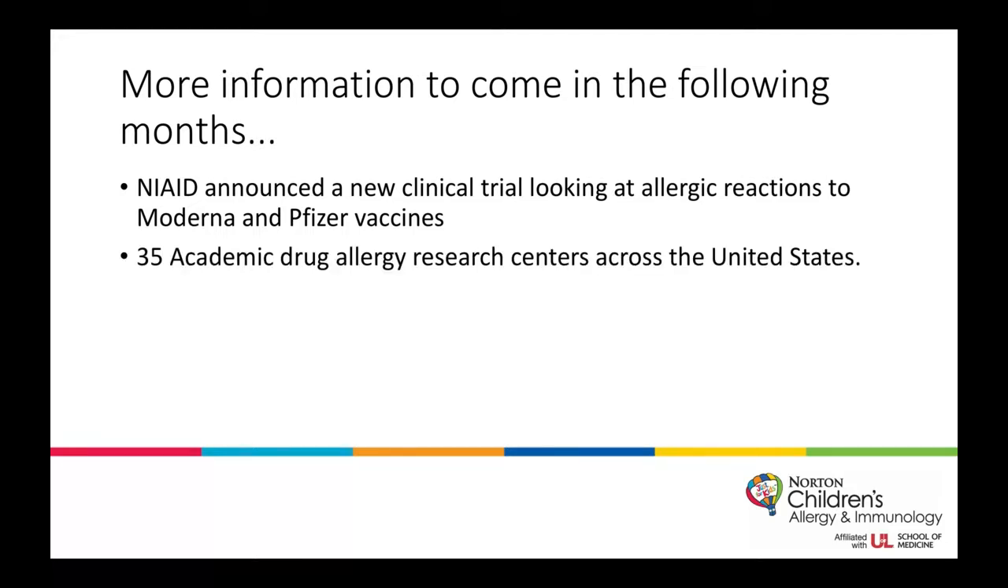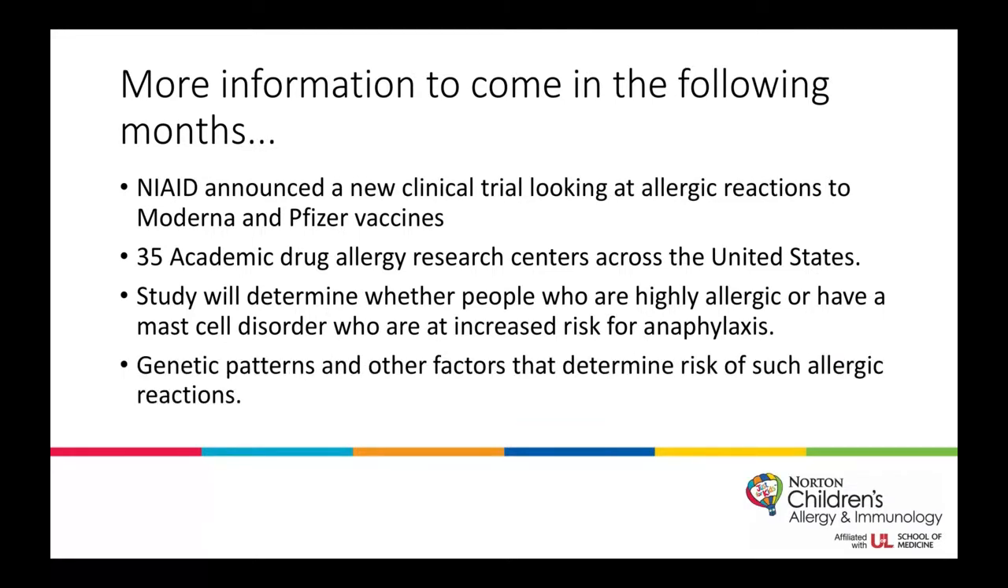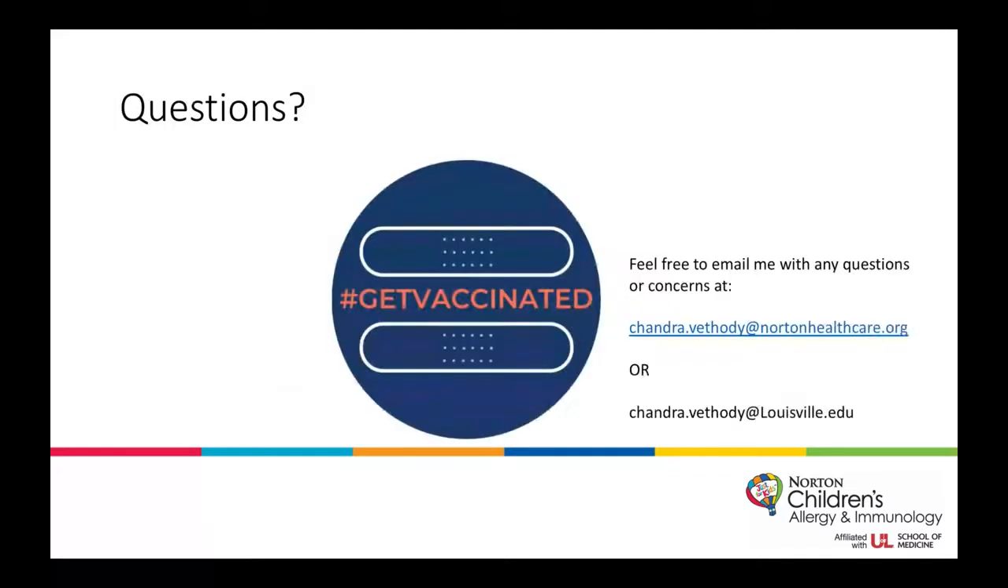This is taking place across 35 academic drug allergy research centers across the United States. It will determine patients who are highly allergic or have mast cell disorders who are at increased risk for anaphylaxis. So these are the patients that will be included in the trial. And then it will look at various genetic patterns and other factors that determine the risk of such allergic reactions. So stay tuned on this.